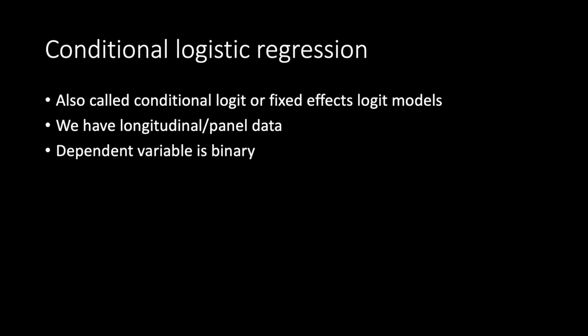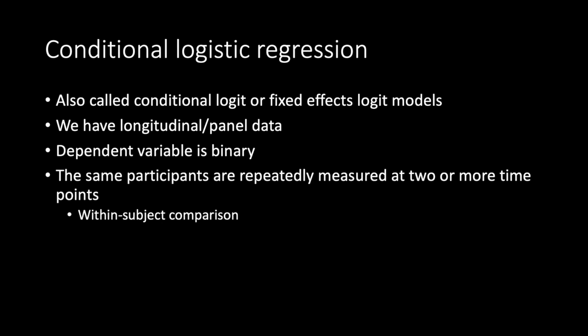For instance, your dependent variable is whether patients survived from a disease or not, and whether someone is in poverty or not. The data points are either 0 or 1 for your dependent variable. And you need to make sure that participants are repeatedly measured at 2 or more time points because the model will be doing within-person comparison.